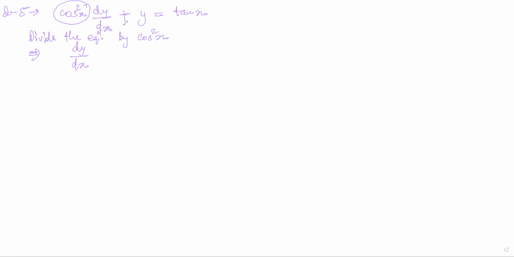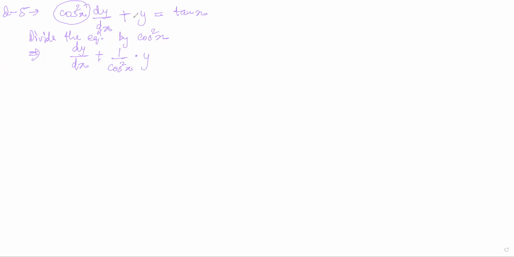If we divide the whole equation by cos square x, the equation won't change. I mean, the basic nature of the equation won't change. It will get transformed to the equation we want, right? So if I divide the whole equation by cos square x, I'll get dy by dx in the first term. In the second term, I'll get 1 by cos square x into y, right?